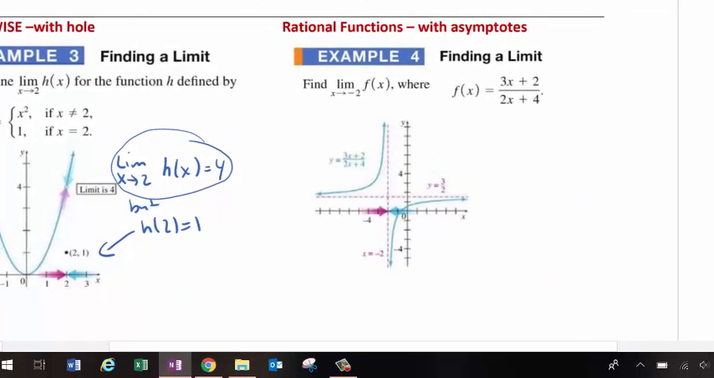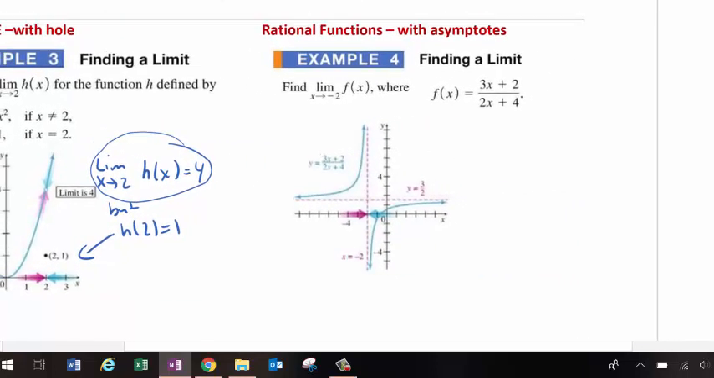So we're going to look at a rational function. We know with a rational function from college algebra that we have asymptotes. We can never cross an asymptote that is a vertical asymptote. We can sometimes cross a horizontal, but we will always eventually approach it when we're getting to infinity or negative infinity.